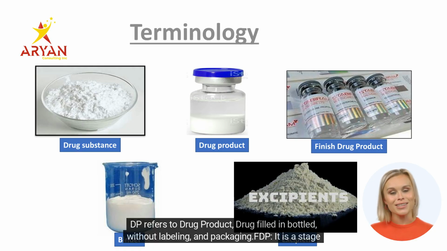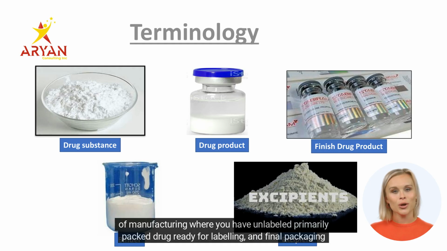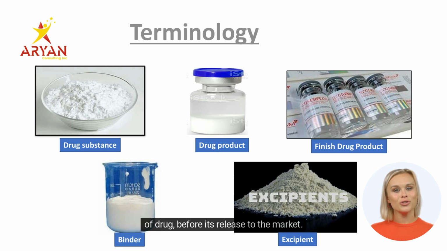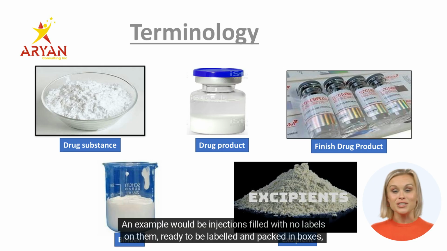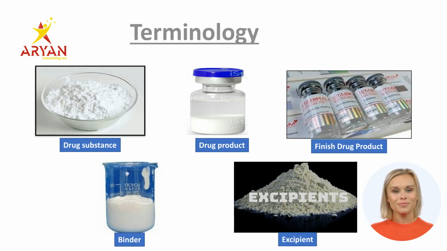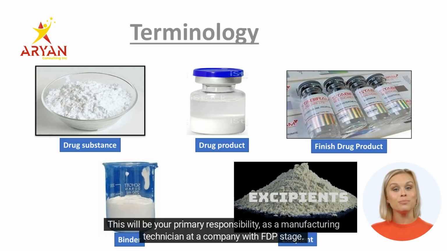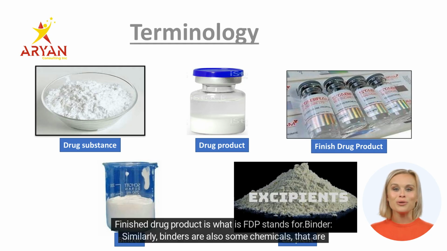FDP. It is a stage of manufacturing where you have unlabeled, primarily packed drug ready for labeling and final packaging of the drug before it's released to the market. An example would be injections filled with no labels on them, ready to be labeled and packed in boxes and put on pallets. This will be your primary responsibility as a manufacturing technician at a company with FDP stage. FDP stands for finished drug product.